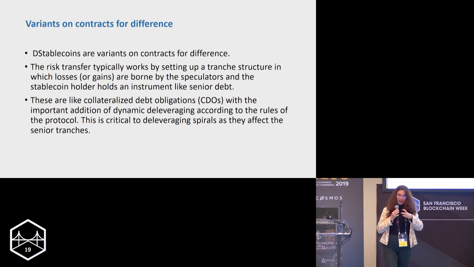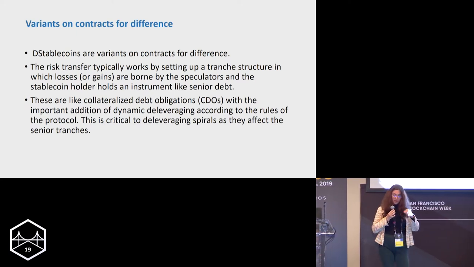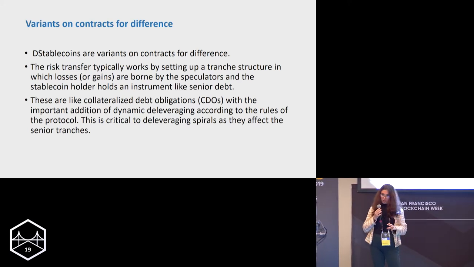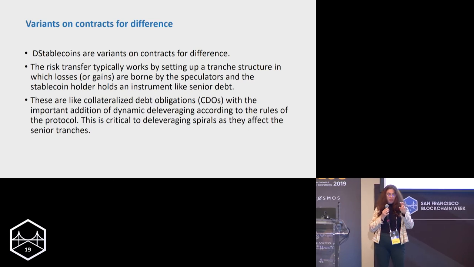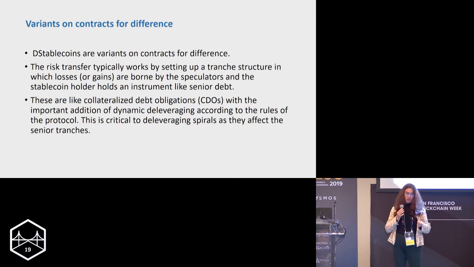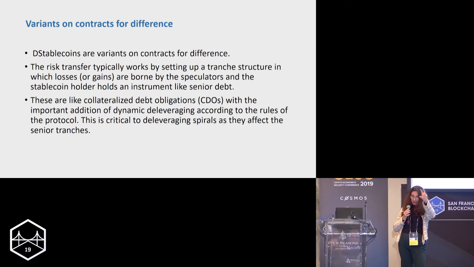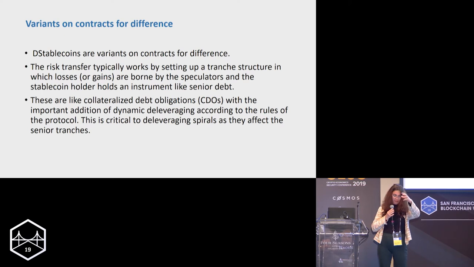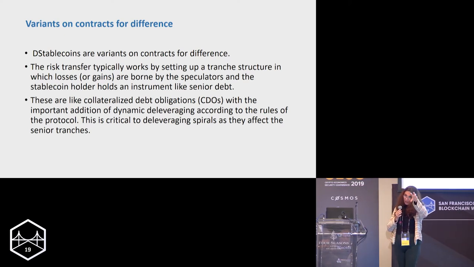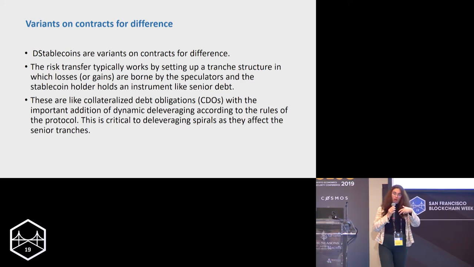Remember when I said that prior to 2008, we had an exponential increase in credit derivatives. One of those important credit derivatives was collateralized debt obligations. And those, in fact, set up a tranche structure. In some way, the stable coins are very similar to this tranche structure. There is a risk transfer set up by such a tranche structure. You have the equity tranche, and you could have intermediary tranches, and then you have a senior tranche, which is like senior debt. The speculators are the ones holding the equity, and the stablecoin holders are akin to holders of the senior debt.